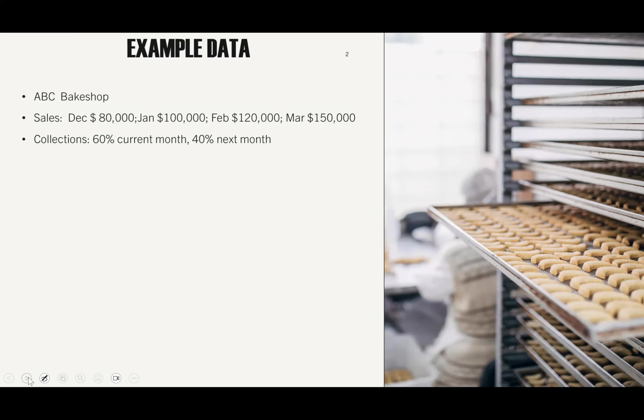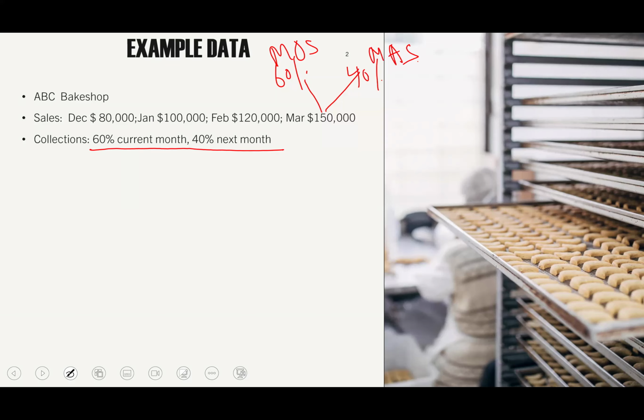So each company has what we call a cash collection pattern. For our bake shop, we are given that whatever they sell, they collect 60% in the month of sale, and they collect 40% in the month after sale. Okay, we are going to follow this pattern when we calculate our cash collections. We are also given that on January 1st, their cash was $15,000 of beginning balance.